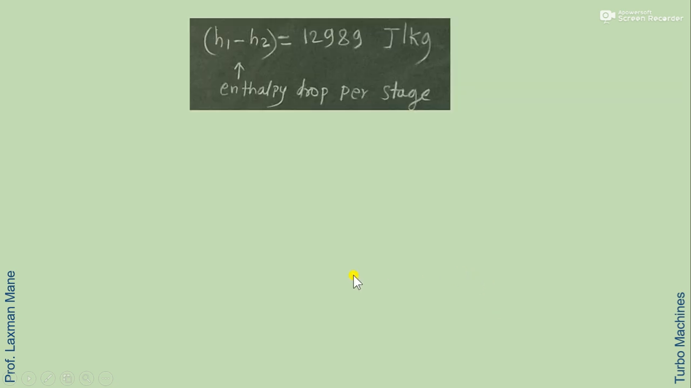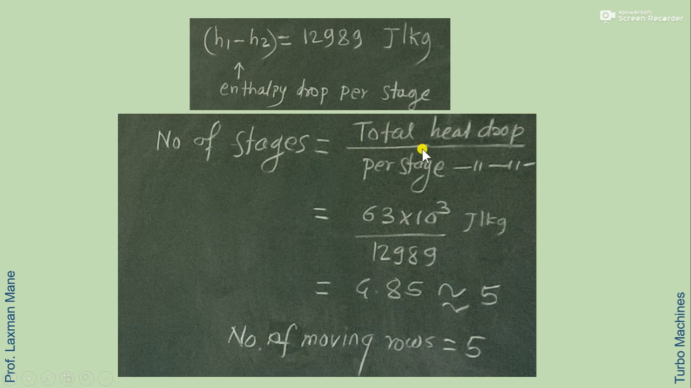So here the formula for number of stages is total heat drop divided by heat drop per stage, means this H1 minus H2. Now total heat drop is given in kilojoule per kg, 63. So here we take it in joule per kg. That's why 63 multiplied by 10 raised to 3 divided by calculated H1 minus H2 in joule per kg. So the answer comes 4.85. So we take the round up value 5. So number of moving rows comes 5.